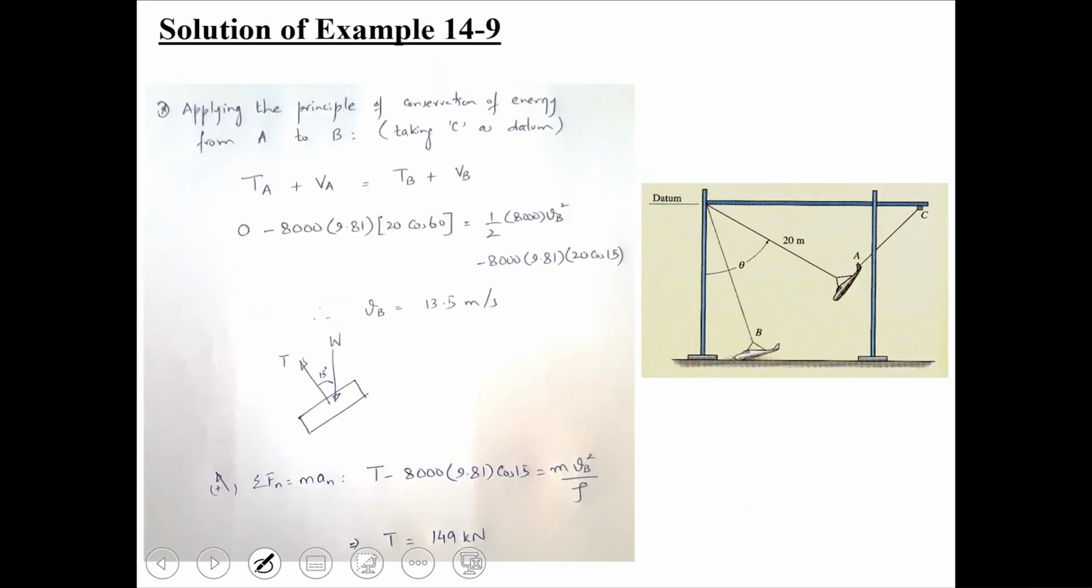Yes sir. Overall, if we look at the solution, the velocity comes out to be 13.5 meters per second by applying the conservation of energy principle between position A and position B, and by applying the equation of motion along the normal axis we can find the value of tension to be equal to 149 kilonewton. I hope the point is clear to all of you. Does anyone have any question regarding example 14-9?